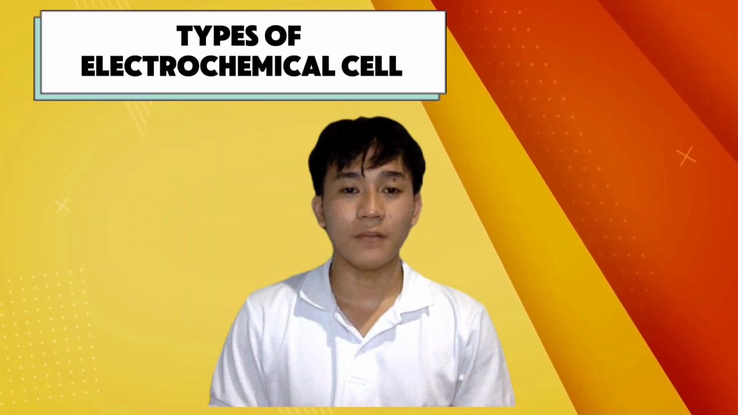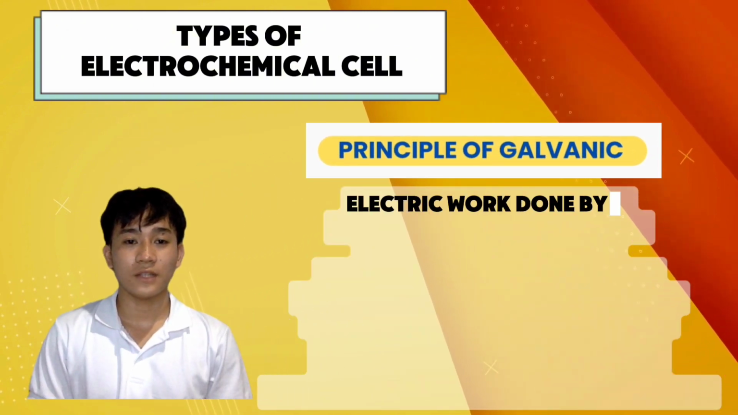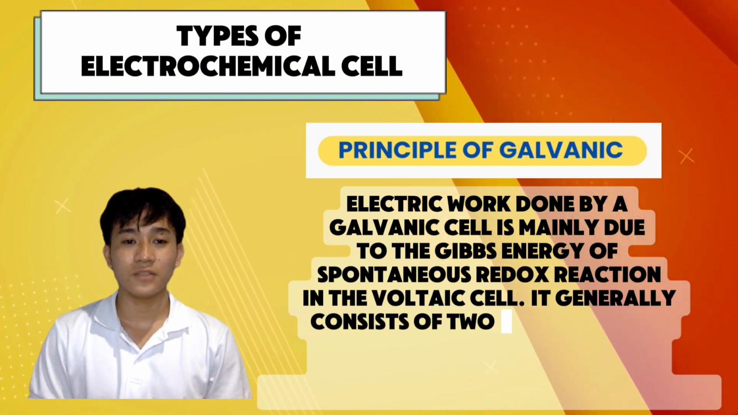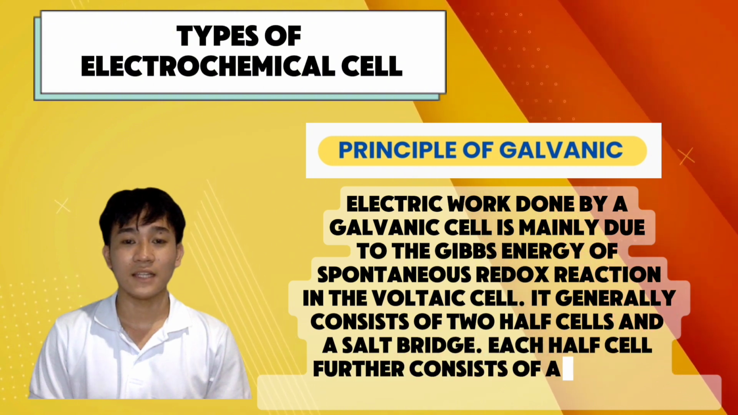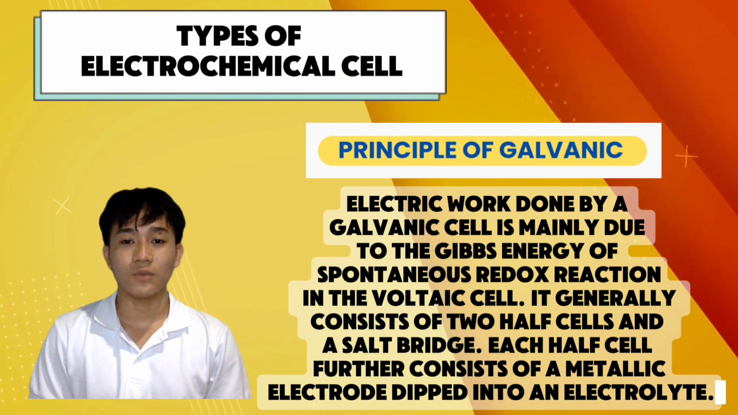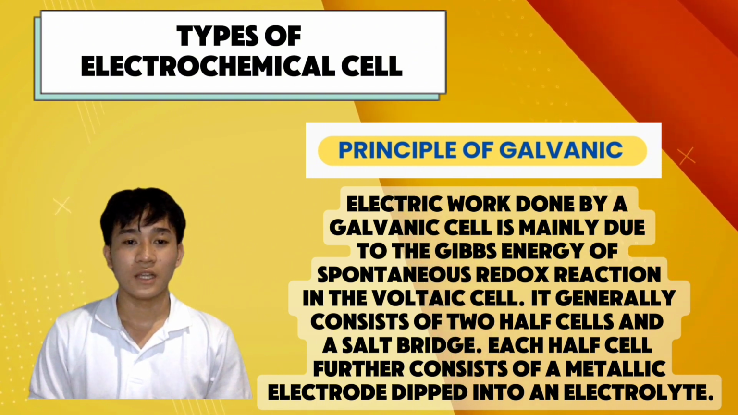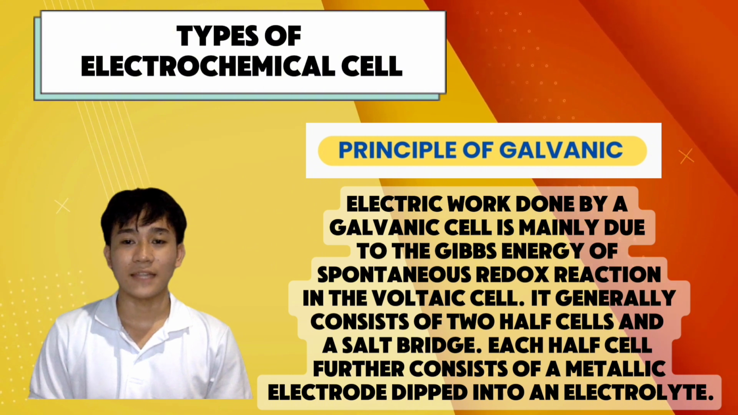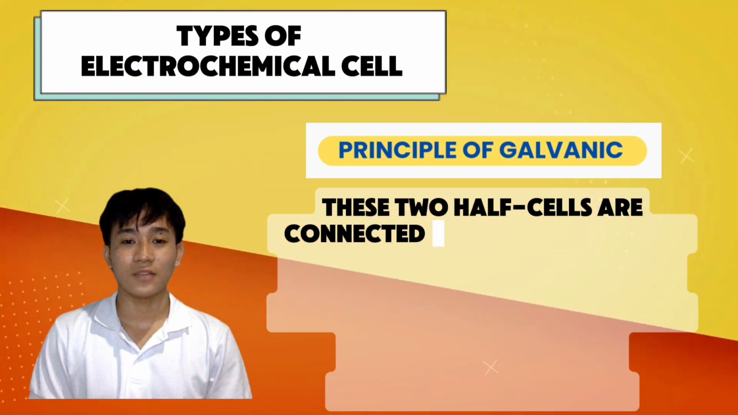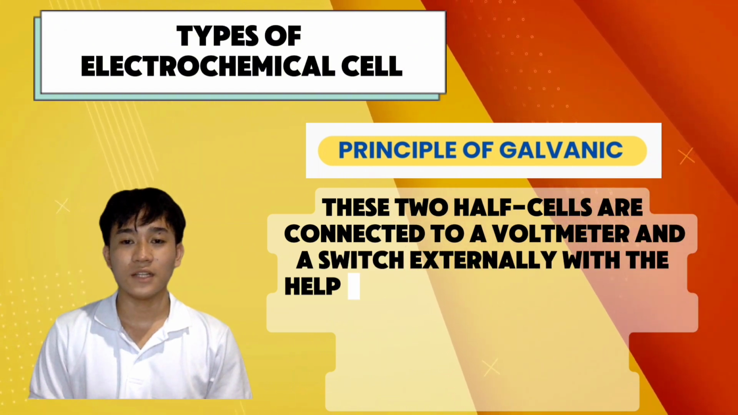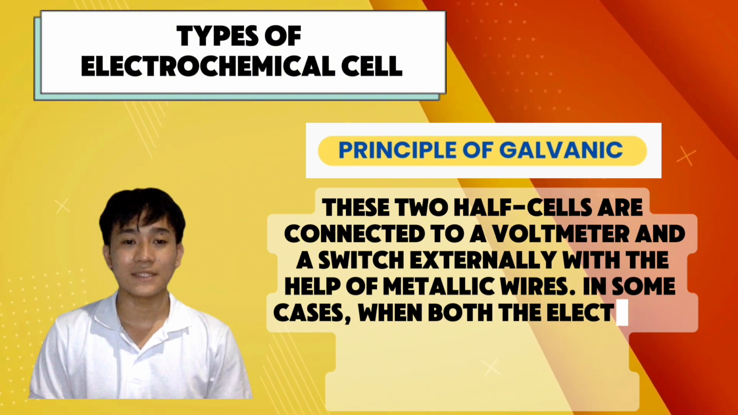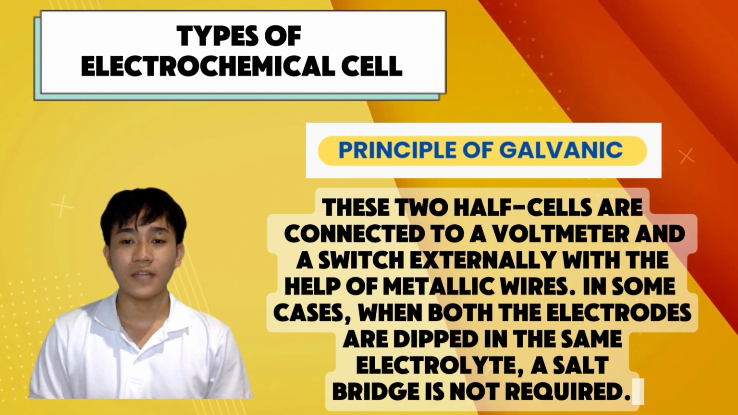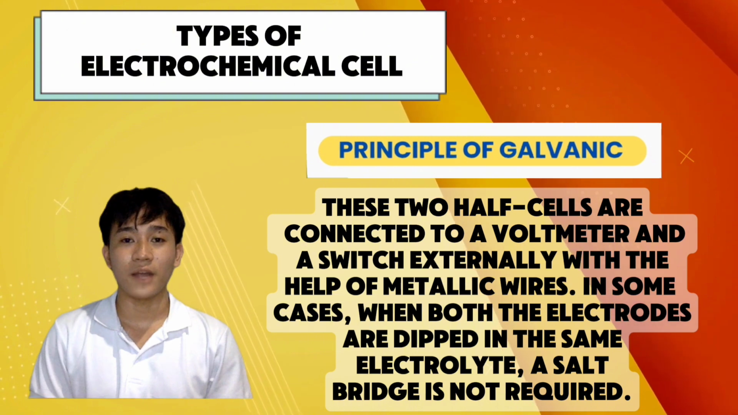The principle of the galvanic cell. Electric work done by a galvanic cell is mainly due to the Gibbs energy of a spontaneous redox reaction in the voltaic cell. It generally consists of two half cells and a salt bridge. Each half cell further consists of a metallic electrode dipped into an electrolyte. These two half cells are connected to a voltmeter and a switch externally with the help of metallic wires. In some cases, when both electrodes are dipped in the same electrolyte, a salt bridge is not required.